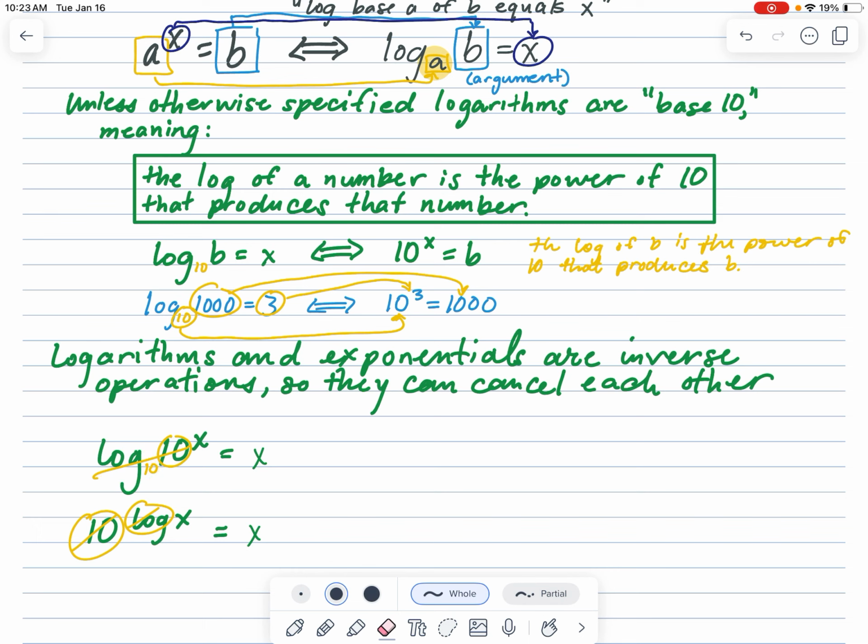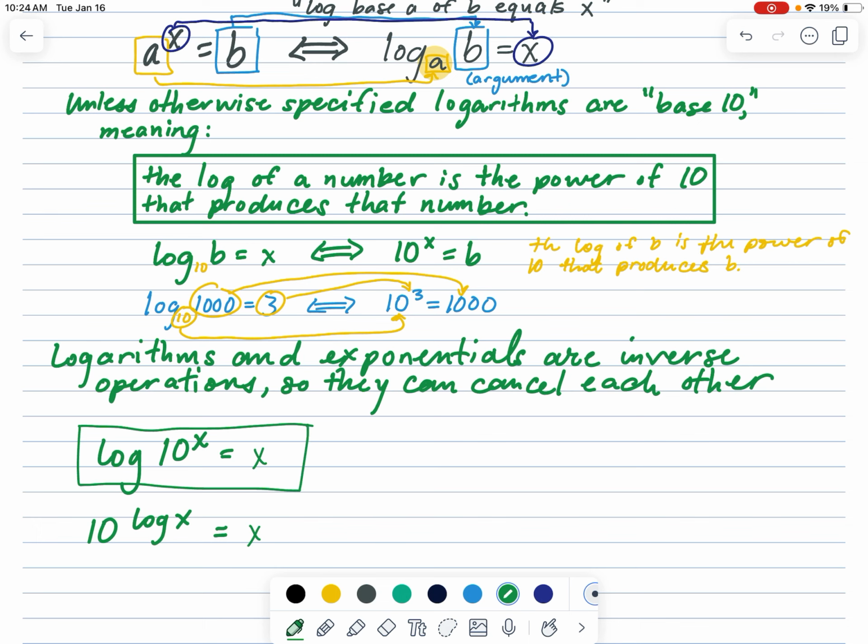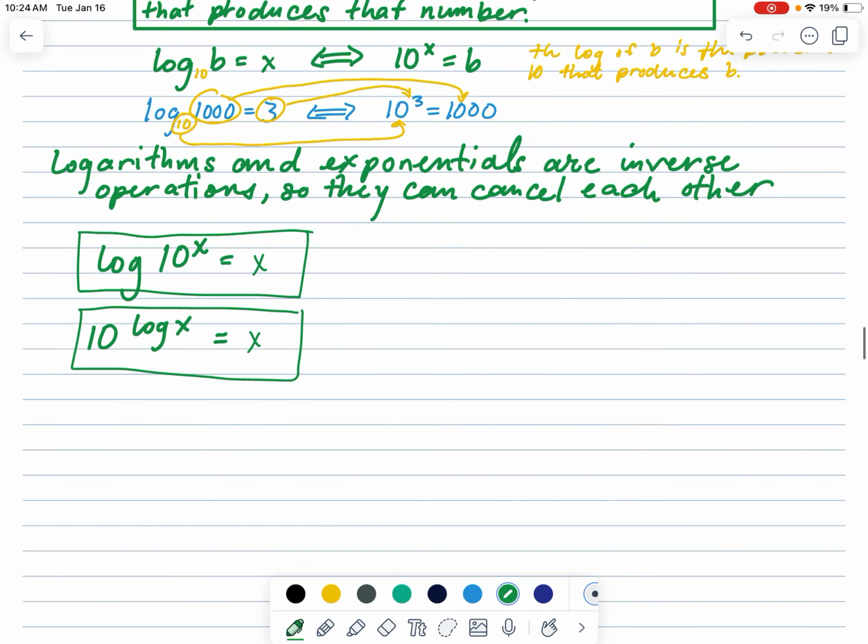These are two other equations that you need to write down and have saved and memorize. That the log of 10 to the x equals x, and 10 to the log x also equals x. Those are just opposite forms of each other, and the log base 10 undoes the 10 to the power of x, giving us just the x. And the 10 to the log x, the 10 undoes the log, giving us just x.